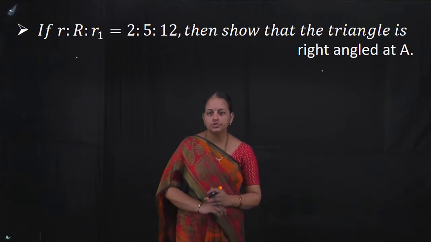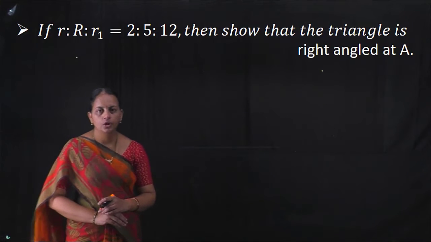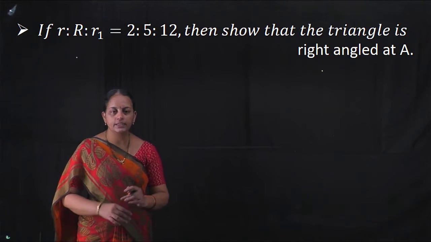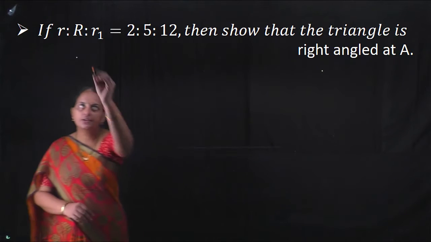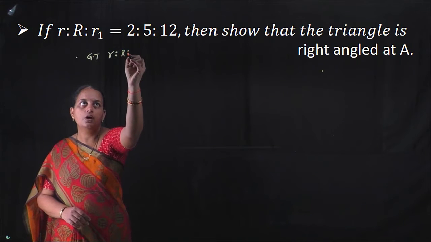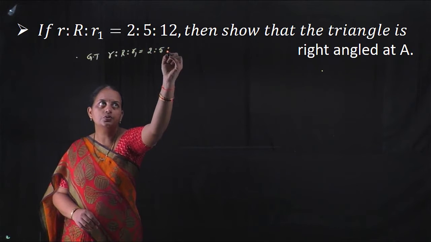Okay. The next question is: if small r is to capital R is to R1 is equal to 2 is to 5 is to 12, then show that the triangle is right angled at A. We are given that small r is to capital R is to R1 is equal to 2 is to 5 is to 12.